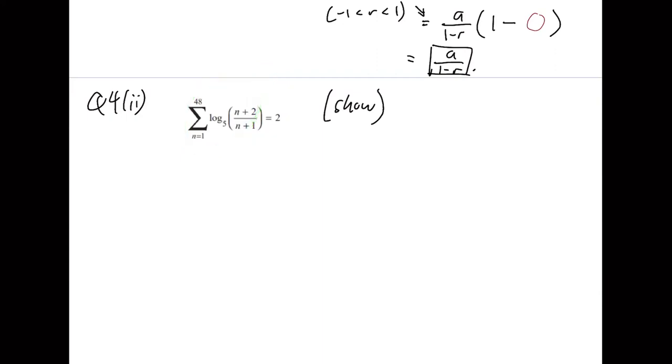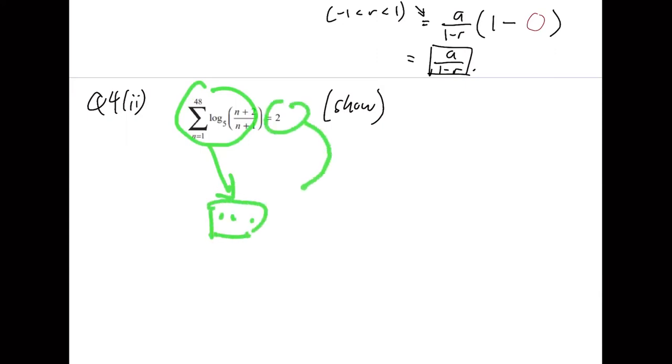Or alternatively, you can start from the left-hand side, you reach somewhere in the middle and you get stuck. Then you manipulate from the right-hand side and you work towards the middle as well. So you just meet in the middle and you show that they are both equal to that middle expression, then you would have shown that they are equal to each other.